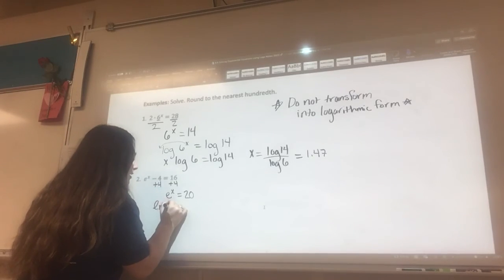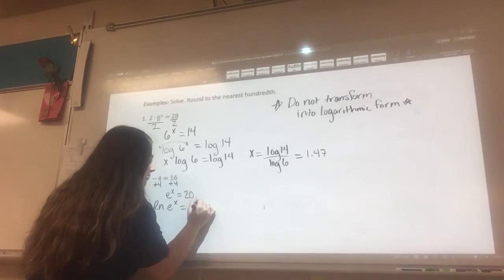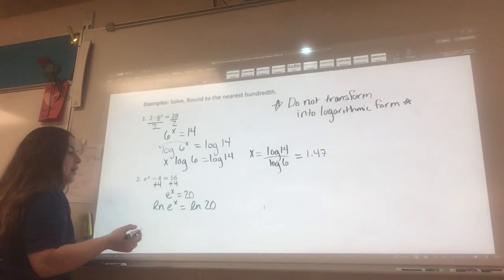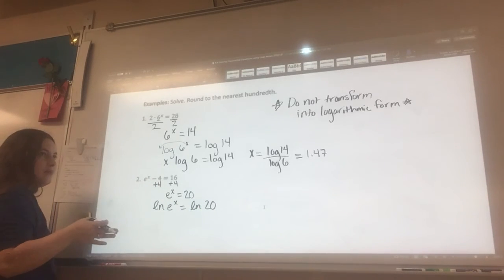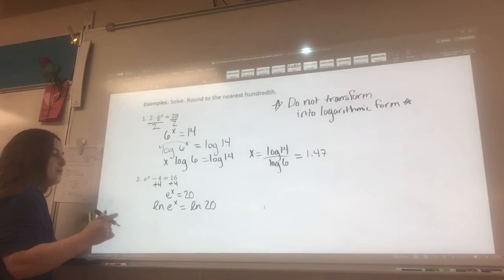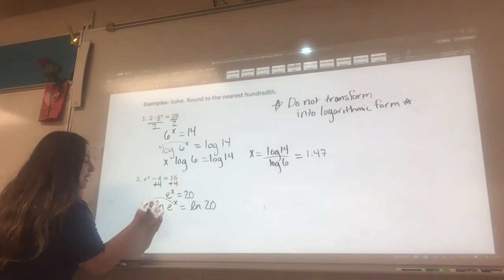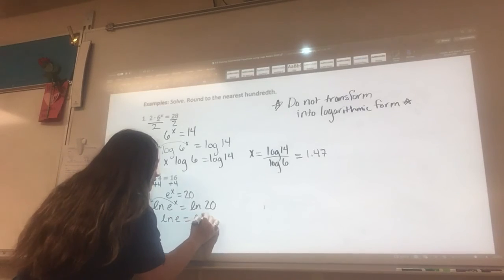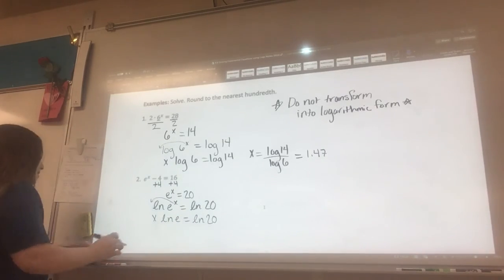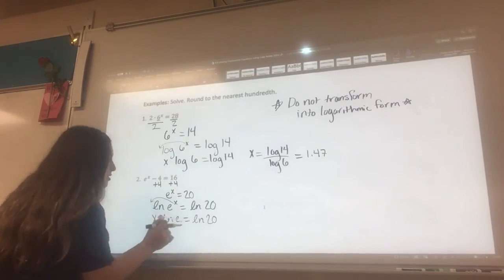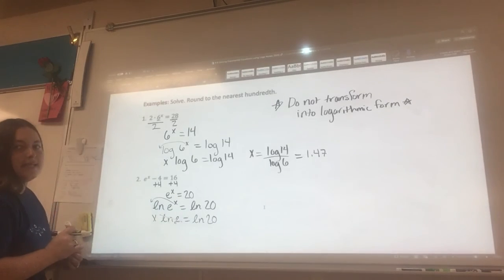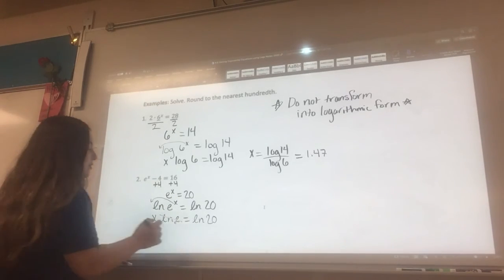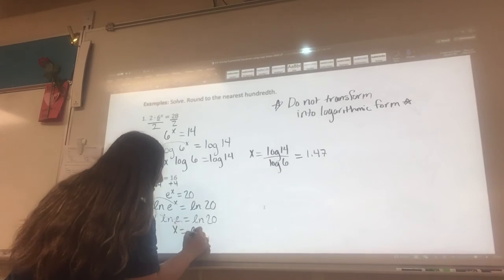So we're going to get ln of e^x equals ln of 20. If you can see what I'm about to do in the shorter term, please do that. But again, it's just as a reminder that x goes out in front, we get x ln of e equals ln of 20. But ln and e cancel each other out since there is a base e there. So we're just left with x equals ln of 20.